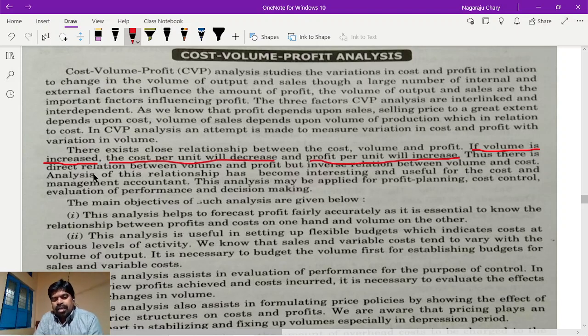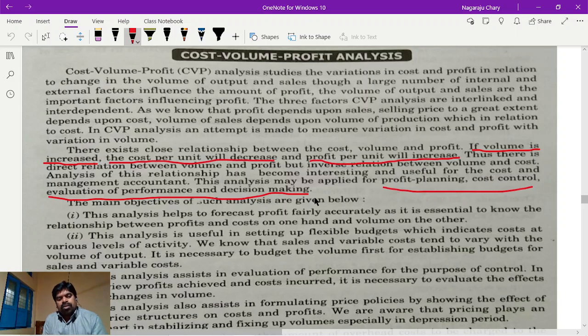For the management accountant, this analysis may be applied for profit planning, cost control, evaluation of performance, and decision making. These are the tools and techniques for the benefit of the management: profit planning, cost control, evaluation of performance, and decision making. These techniques are very useful to the management. So with the help of CVP analysis, these techniques are to be analyzed.